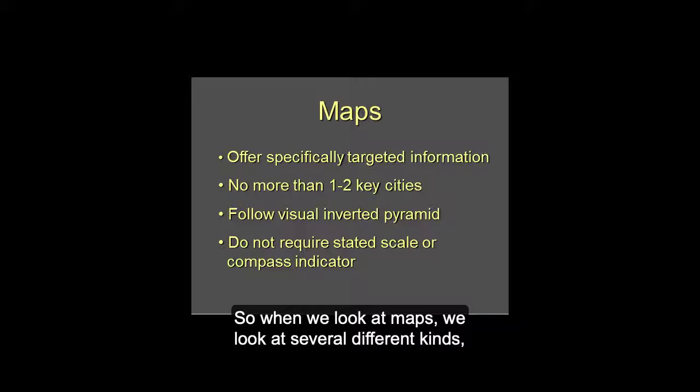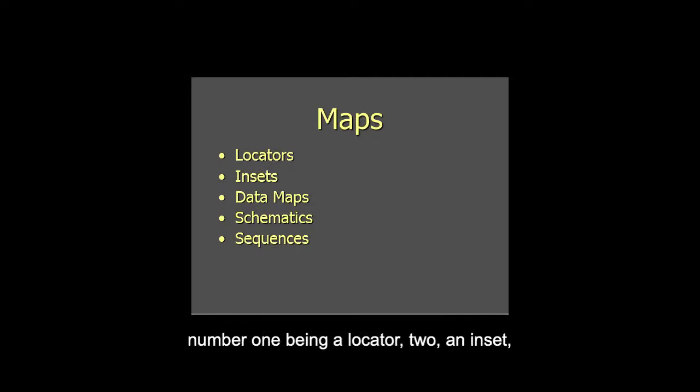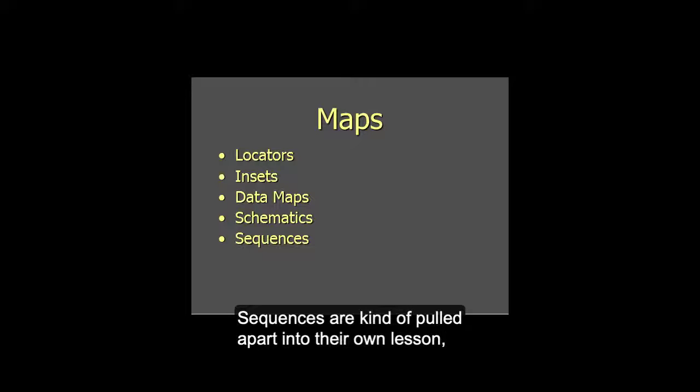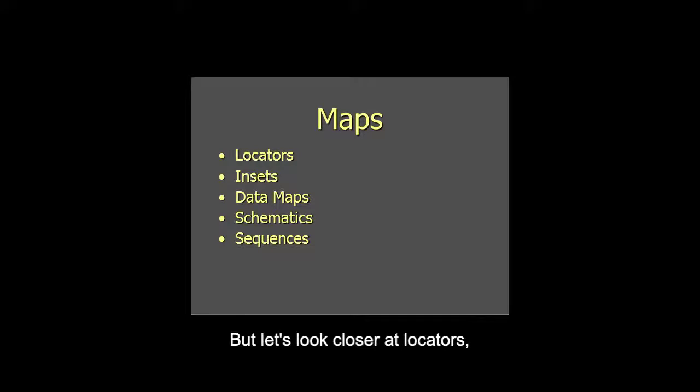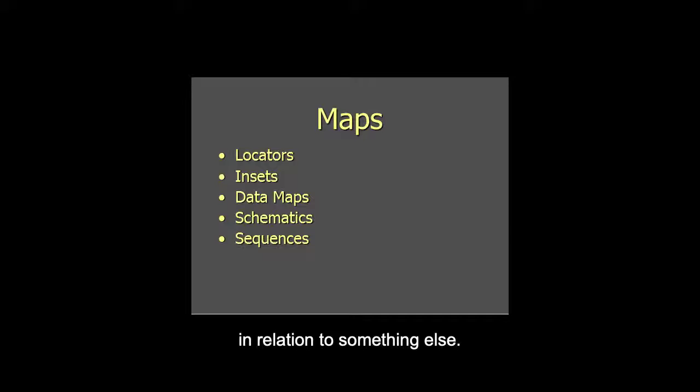So when we look at maps, we look at several different kinds. Number 1 being a locator, 2 an inset, a data map, schematics, and sequences. Sequences are kind of pulled apart into their own lesson because they chart an event across space and time. But let's look closer at locators, which really show where something is or will be in relation to something else.